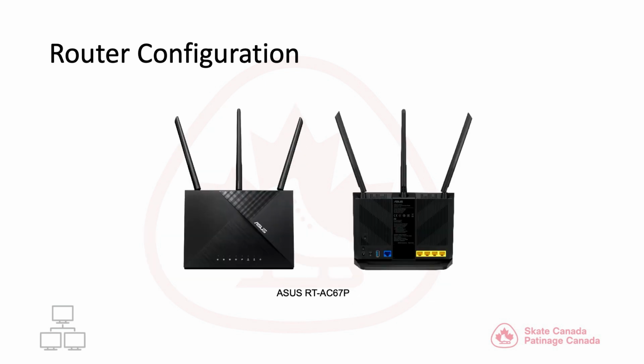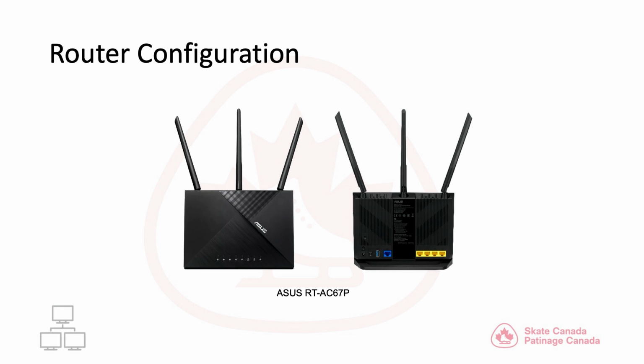So the next step involves configuring our router. The process for doing this differs by manufacturer. The one I'm showing you right now is from an Asus RT-AC67P. It's a commonly available, consumer-grade and relatively low-cost router.